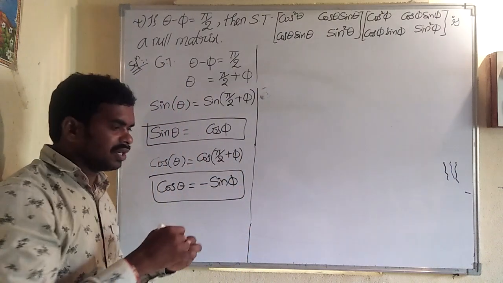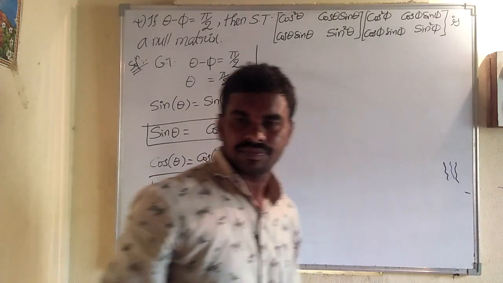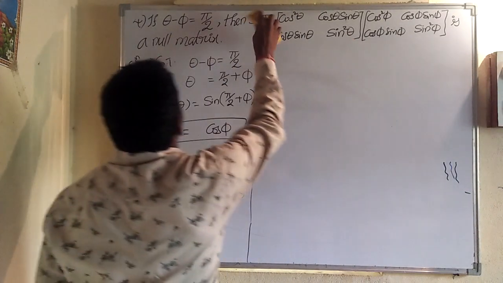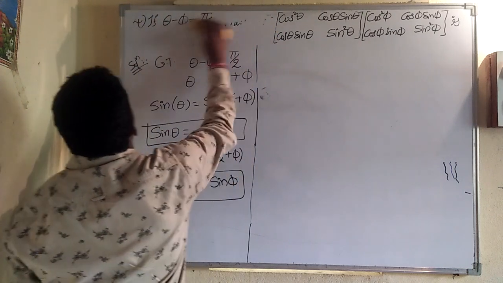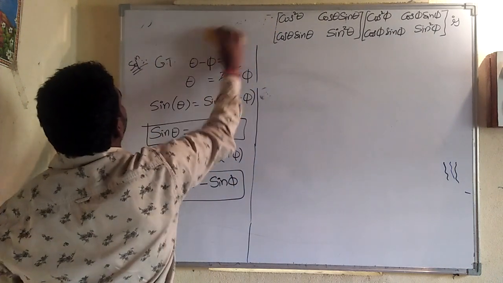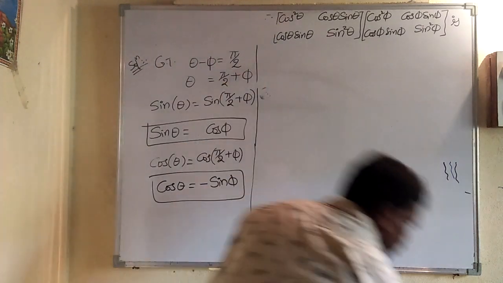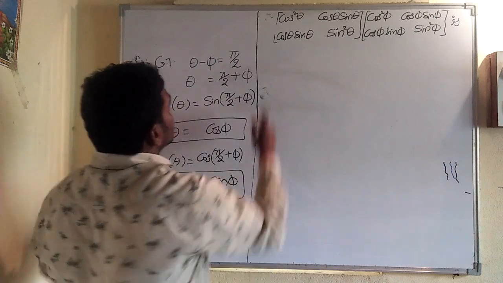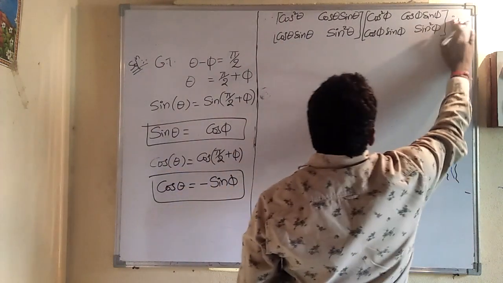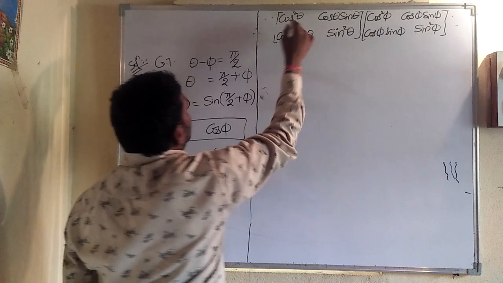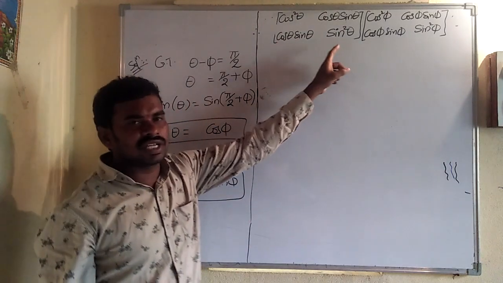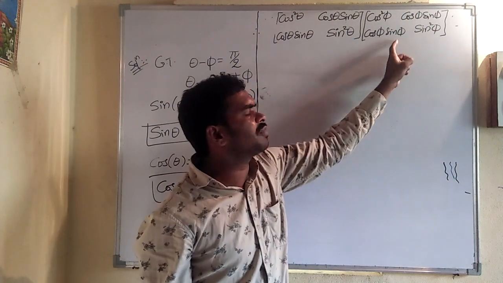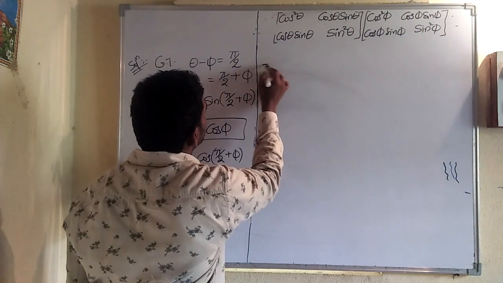I am just removing the question here. So this is the fourth question. After this, the next step. Therefore, the product of [cos square theta, cos theta sin theta; cos theta sin theta, sin square theta] and [cos square phi, cos phi sin phi; cos phi sin phi, sin square phi]. I am continuing these steps.